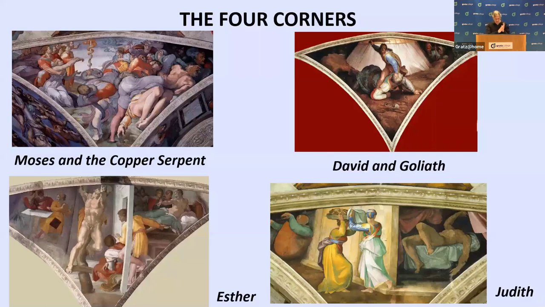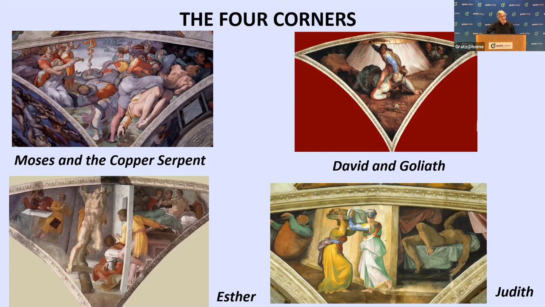There's the story of Moses and the copper serpent from Numbers 21, when the people complain against God that they're tired of eating manna. God sends fiery serpents to bite them, and then Moses intercedes on their behalf, and God tells Moses to make a figure of a fiery serpent, and when people look at it, they'll repent and remember God, and they'll be healed. The David and Goliath story is well known. Now, it's very interesting what a detail Michelangelo chose about this story. He chose to emphasize the verse which states that David used Goliath's own sword to cut off Goliath's head.